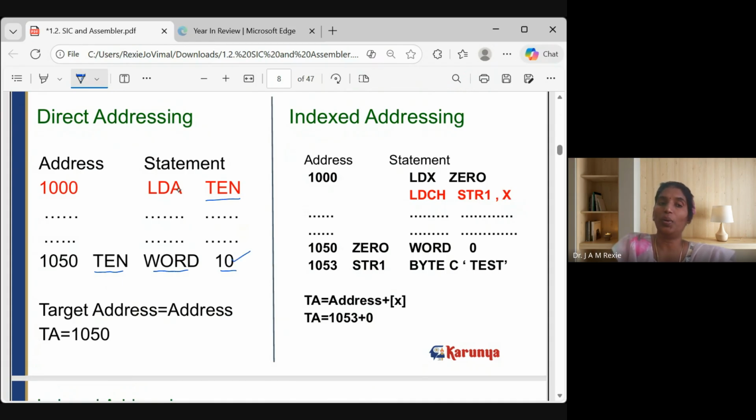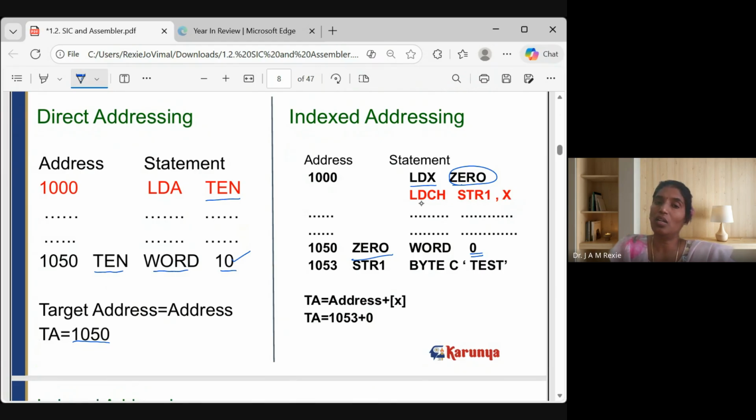So 10 will be loaded in the accumulator. So the target address is 1050 itself. But if I'm having an instruction LDX to load the index register X with the value at 0, what is at 0? In 0, the value 0 is stored. So the X will be stored with the value 0.